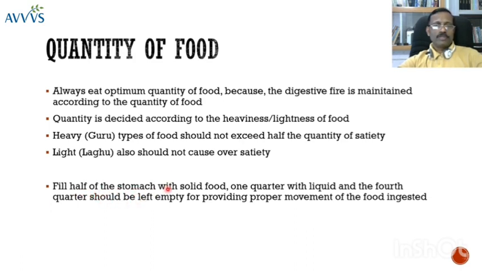Fill half of the stomach with solid food, 1/4 with liquid, and the fourth quarter should be left empty for providing proper movement of the food. This is the general rule regarding how much quantity you can take. If you have proper digestive capacity, the solid food can fill up to half of the stomach, the other quarter will be with the drinkables, and 1/4 part should be left empty for proper movement and other physiological activities. So that is the guideline.